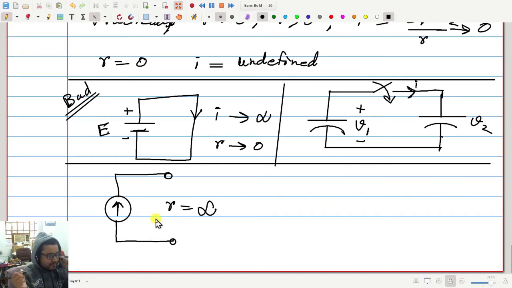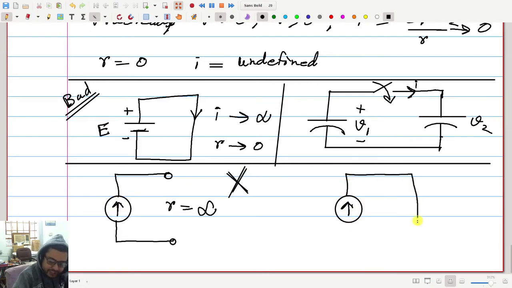So how do we store a current source? Very good question. Don't ever do this. This is not allowed. Let me answer the previous question. If you have a current source, always keep it shorted. I mean, always keep a closed path for the current to flow. So never keep it like this. This is not allowed. This is allowed.